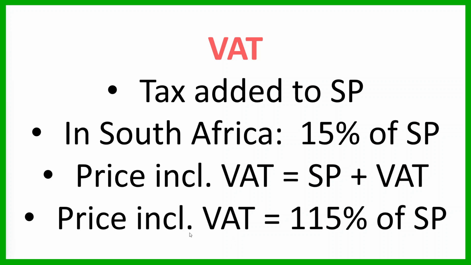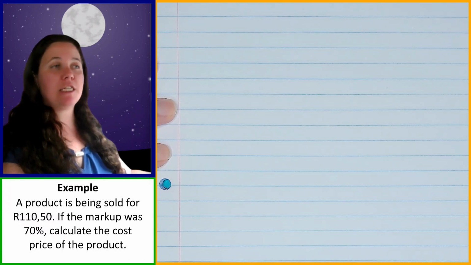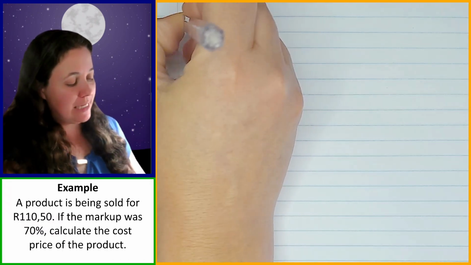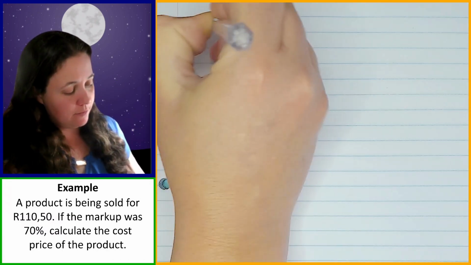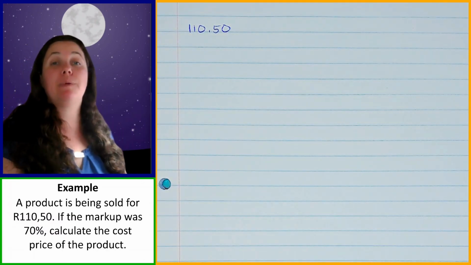Okay. Now let's have a look at an example where we're going to be doing some of this stuff. Okay, so first of all, a product is being sold for 110 Rand 50. If the markup was 70%, we need to calculate the cost price of the product. Okay, so first of all, let's have a look at how we would actually start this question. So over here, I'm going to take the 110 Rand 50. That is the amount that this product is being sold for.